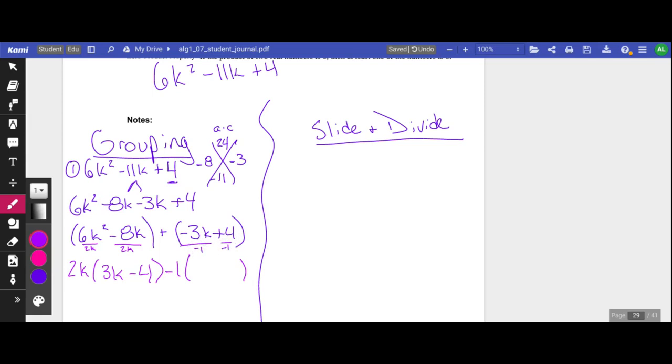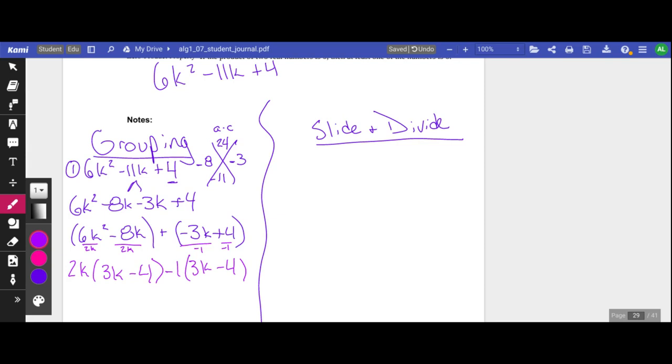So I'm going to end up now with positive 3k minus 4. Okay, see what happens when you factor out what you need to from each one of these two groups? You should end up with 3k minus 4 and 3k minus 4. You should end up with two copies of the same binomial, whatever's in those parentheses.